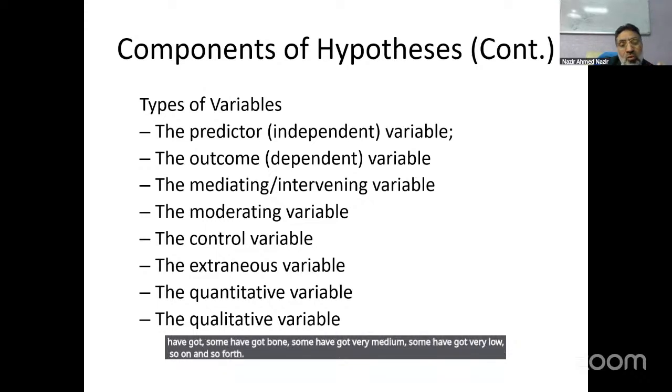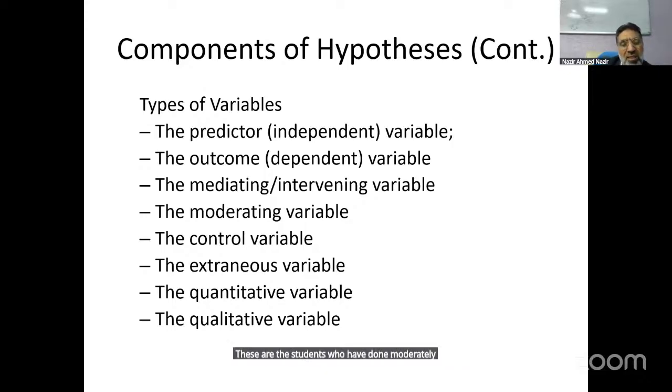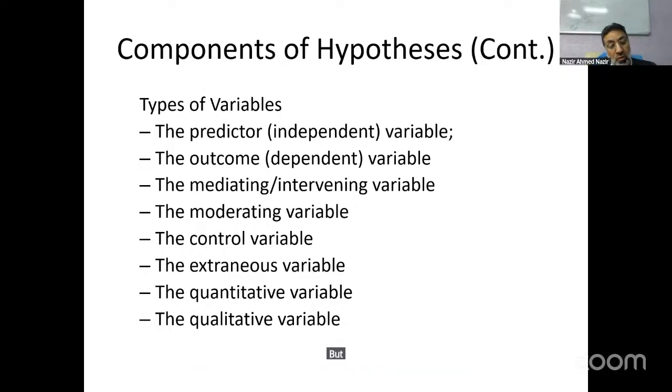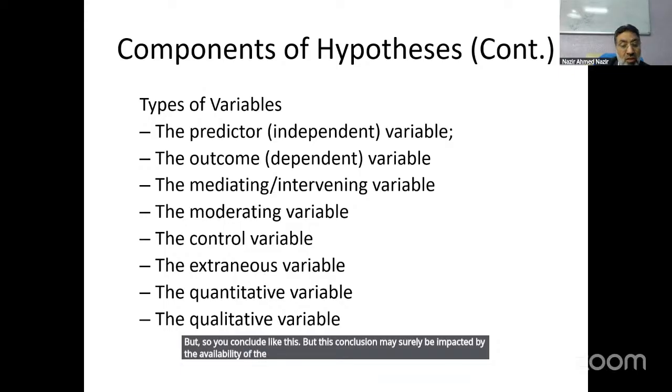And then you try to make a conclusion on it, that these are the students who have done exceptionally fine, these are the students who have done moderately fine, and these are the students who haven't done anything good. They are negligible and ignorable. They have done nothing good. So you conclude like this. But this conclusion may surely be impacted by the availability of facilities to the students. Say, for example, those students who had no internet access, students who hadn't had at least a few hours of uninterrupted power supply.